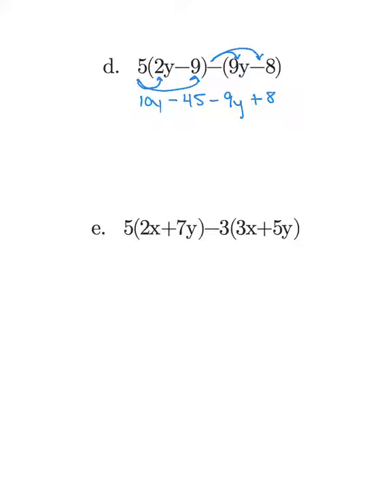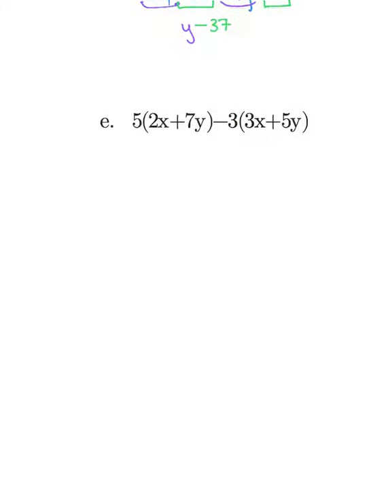From here, we want to combine our like terms. We can combine 10y and negative 9y, gives us just 1y or y. We can also combine our negative 45 and positive 8. We have different signs, so we want to subtract the values. We get 37. My larger number is negative, and so we get y minus 37. We cannot do anything else, and so we are done with this problem.